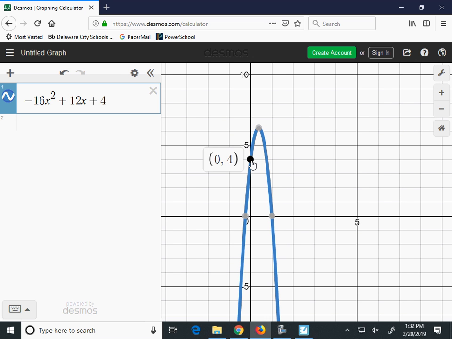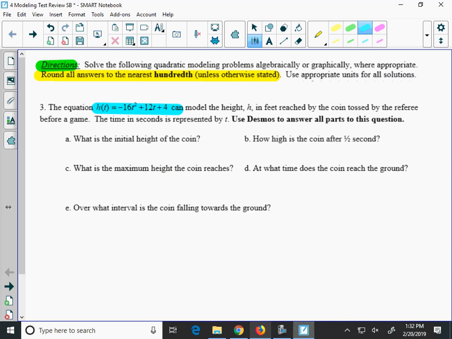The initial height is where you start. Remember, the starting point is the y-intercept. Here the y-intercept is 4. And when I look at my equation, remember that starting point is also the constant on the end of your standard form. So this means that the coin is tossed from a height of 4 feet.